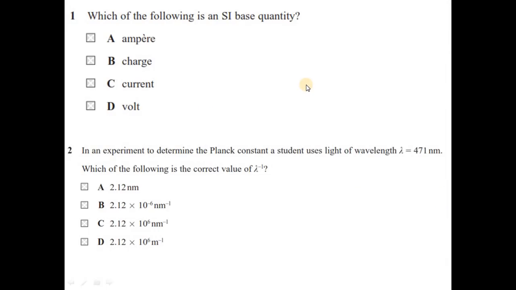Which of the following is an SI base quantity? Ampere, charge, current and volt. Of course, they are talking about base, so we cannot waste time over volt and the charge. Both are derived, not base. If you see, ampere is a base unit while current is a base quantity. So they are asking which one is the base quantity, so the option is C.